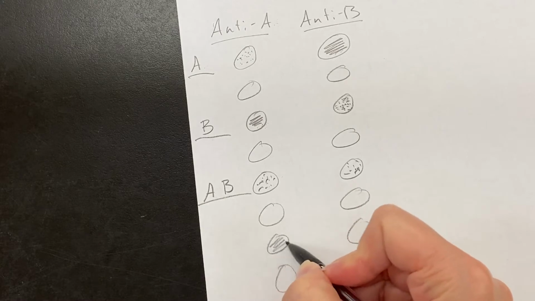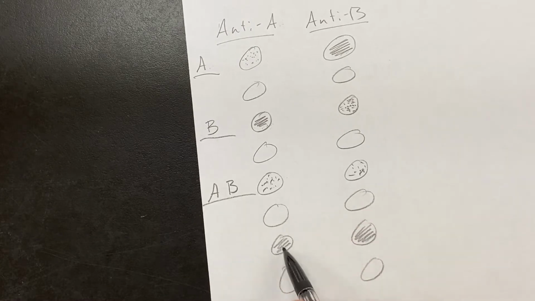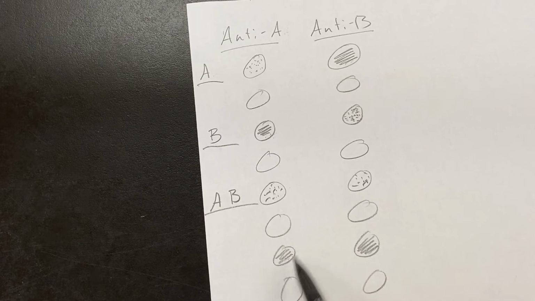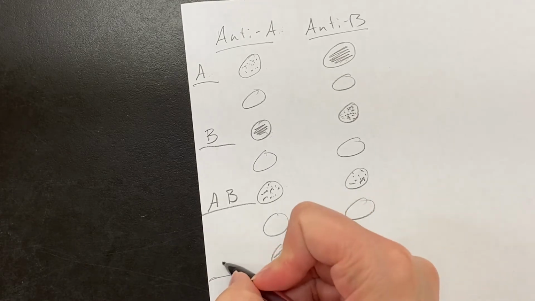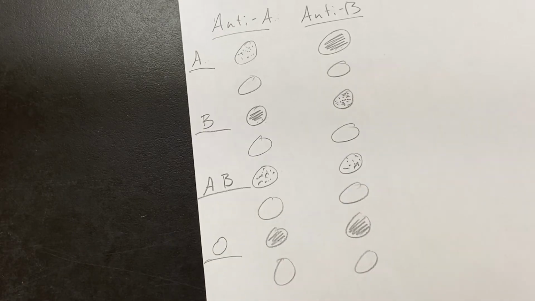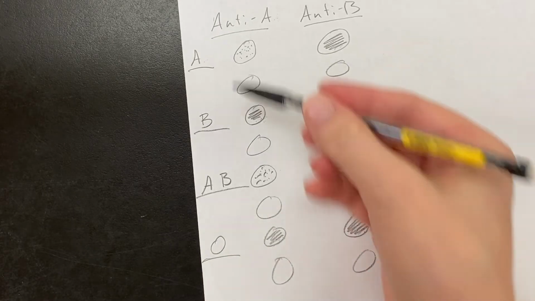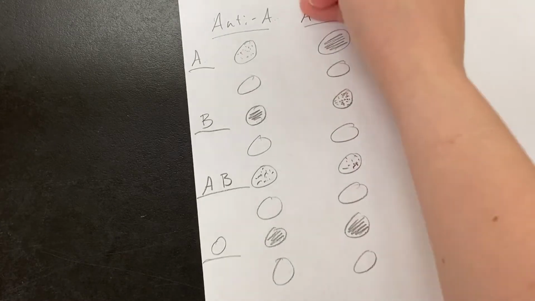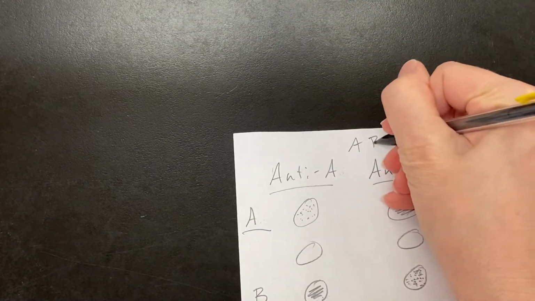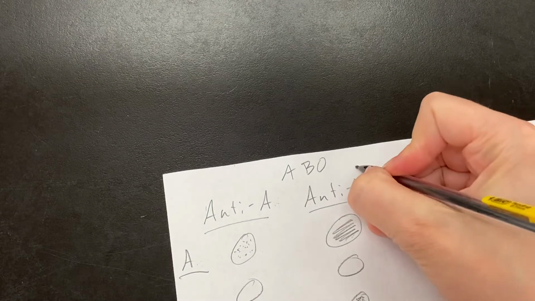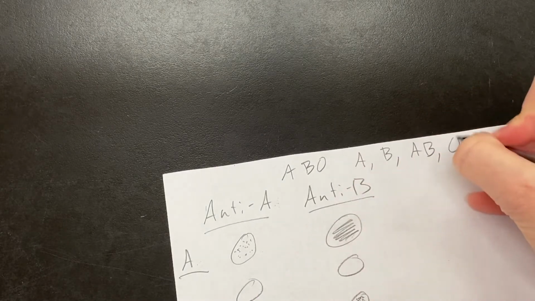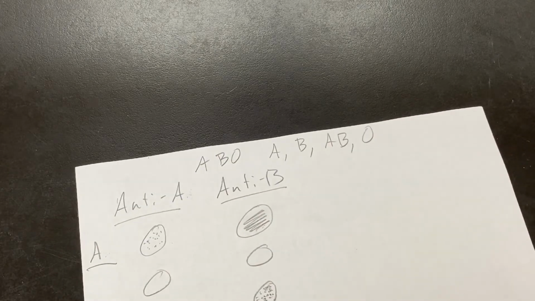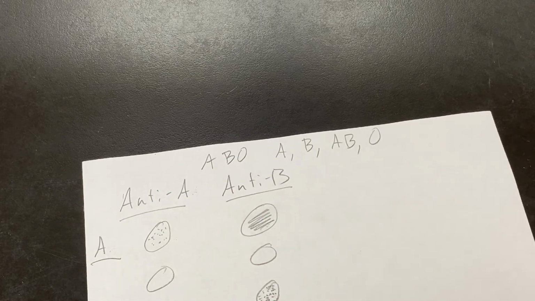We're just going to do all of them. So what if you get no reaction? The anti-A found no A, the anti-B found no B, then you've got an O blood type. This is called the ABO system. And in the ABO system, you can have type A blood, type B blood, type AB blood, or type O blood.